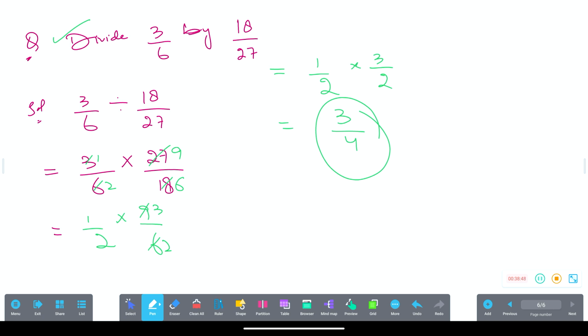Then in the next lecture, we will take the second part of this whole chapter, that is decimals, and it will take us 2-3 lectures to complete that portion as well.